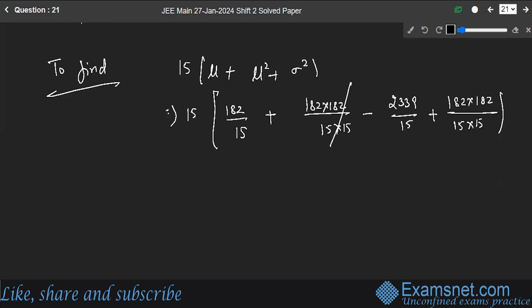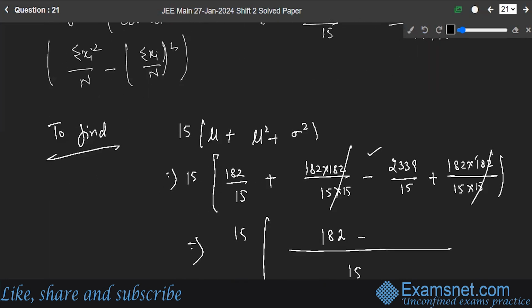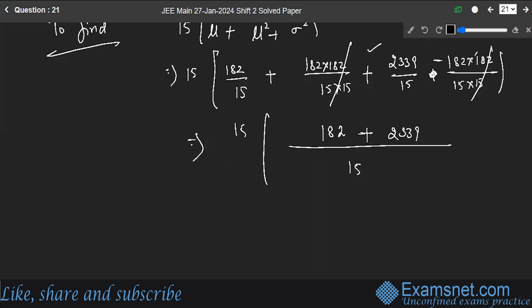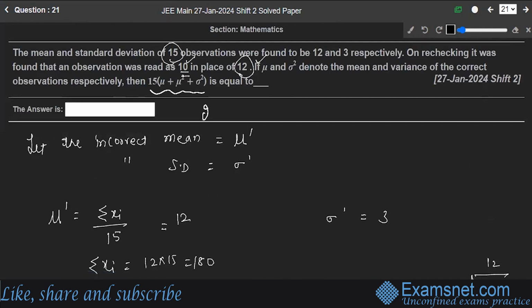Now, I hope you understood why I didn't do the calculations at that point. The tough things got eliminated by themselves. I made a mistake: here was plus and here was minus. So the 15 and 15 will also cancel. This will be 2, 5, 2, 1. This is the answer to the question. Hope you're clear with this. Let's move to the next question.